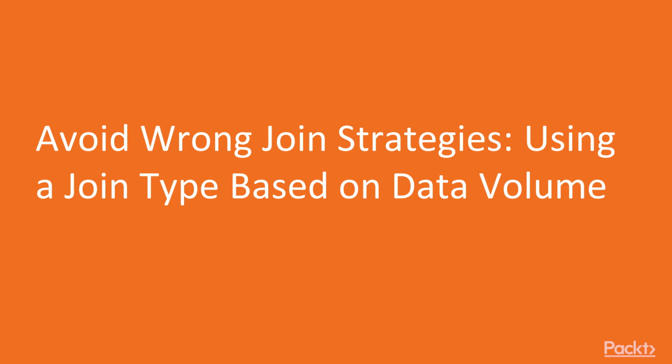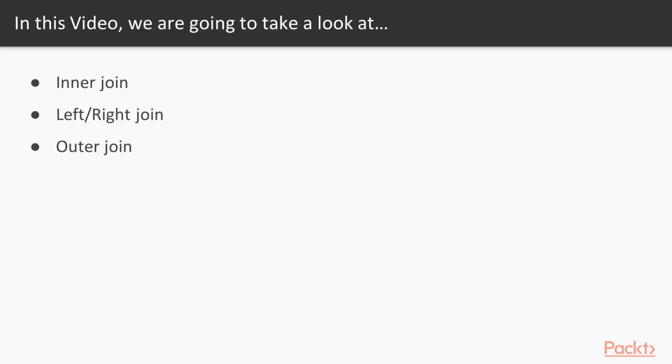And this is the first video, in which we'll see how to avoid wrong join strategies. We'll be using a join type based on data volume. So we'll be understanding inner join, which is the base for every join, so every dataset could be joined in this way. Next, we'll see how to compare left and right join and when to use which one. At the end, we'll be understanding outer joins and also we'll see the business value in it.